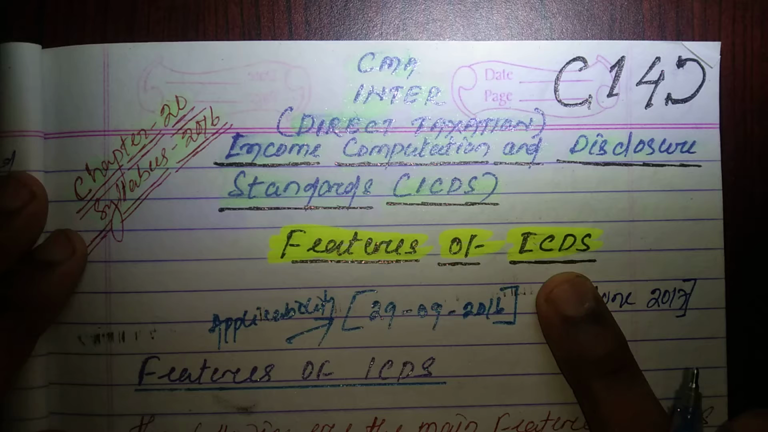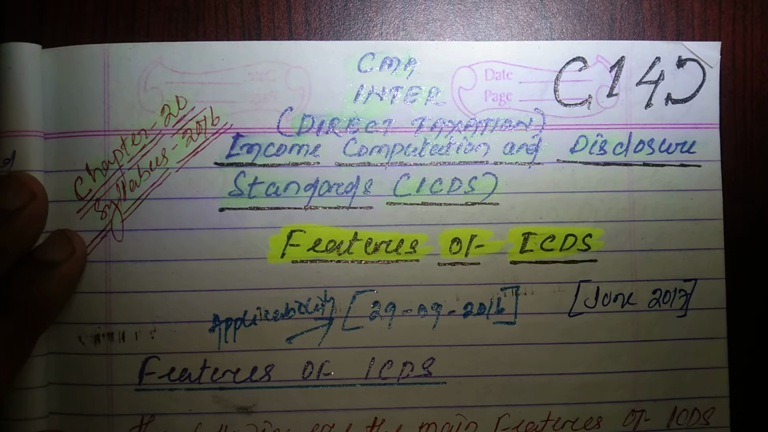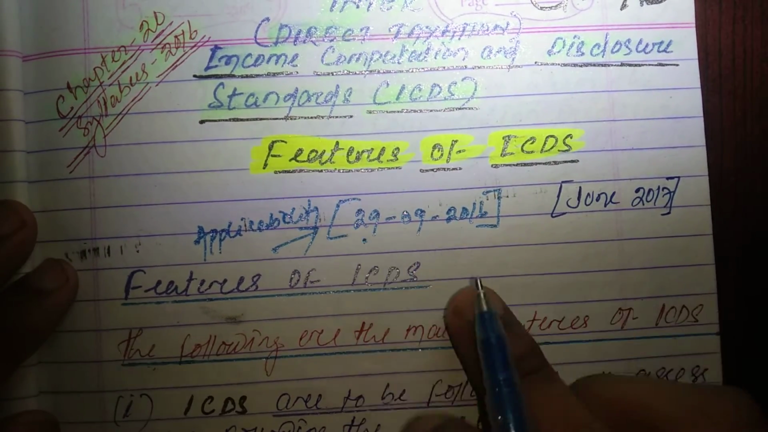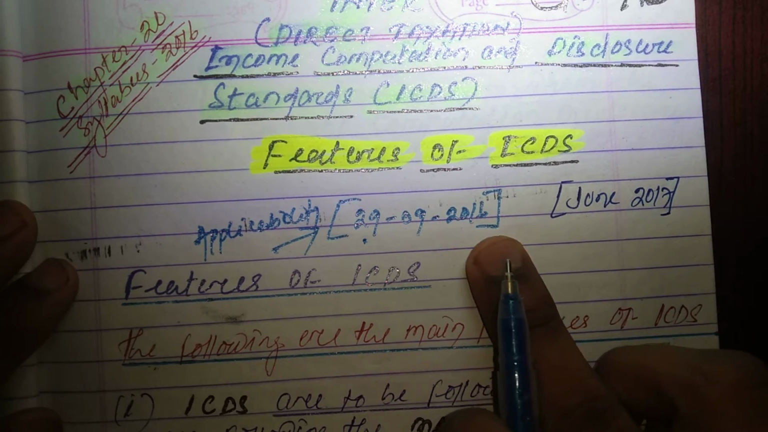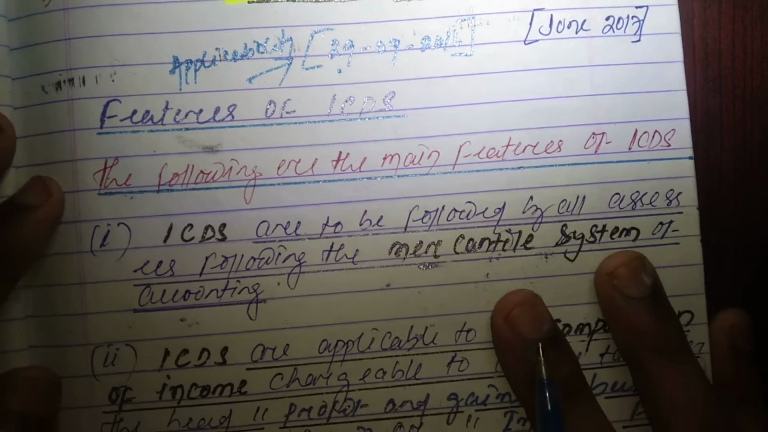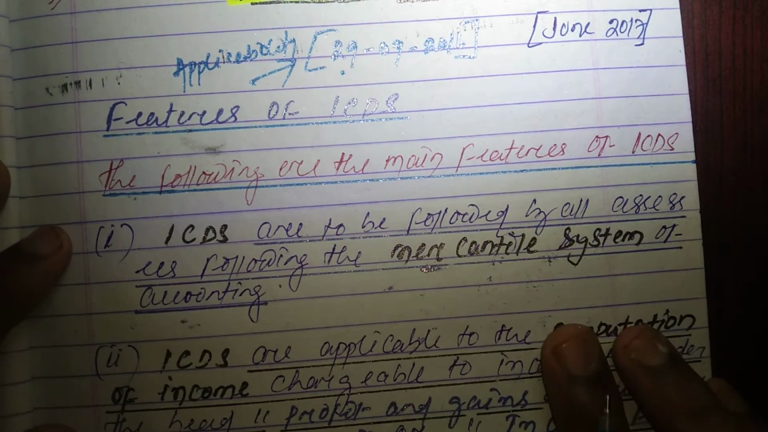इनकम कंप्यूटेशन डिस्क्लोजर स्टैंडर्ड। ओके, ये स्टैंडर्ड होता है इनकम कंप्यूटेशन करने के लिए, राइट। This is not an accounting standard, and you can say they are not accounting standards. It is a standard for computation of income and disclosure as per Income Tax Act 1961 and ये applicability हुआ था 29th September 2016, right?